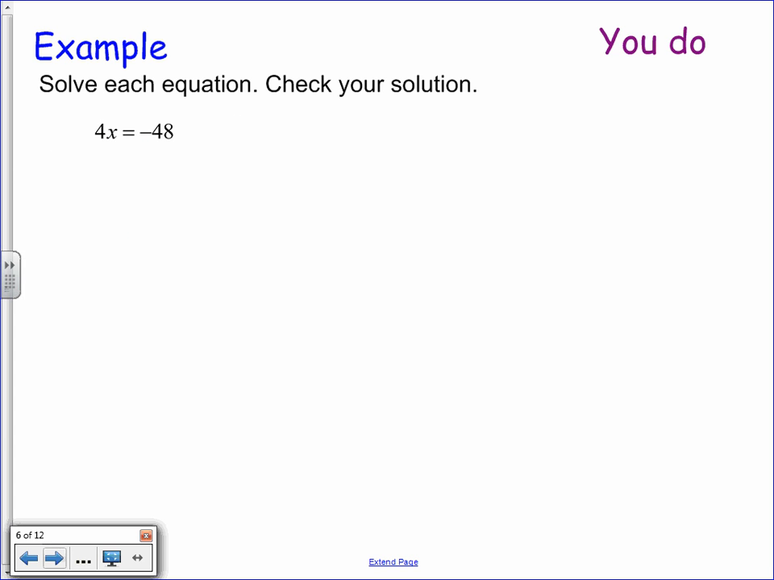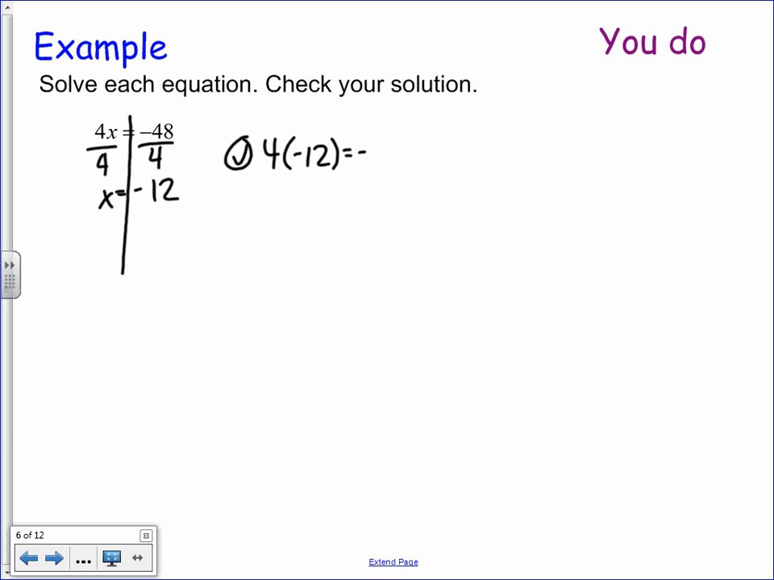All right, another you do. Go ahead and try this one best you can, and when you're ready for the answer, go ahead and replay me. So we divide by 4 on both sides. X equals -12. Checking, 4 times -12 equals -48. And -48 equals -48.